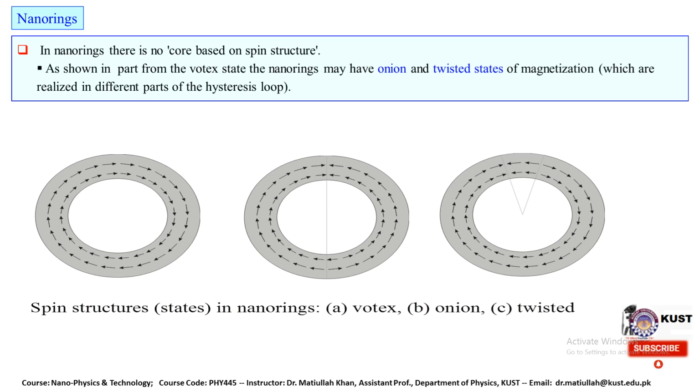So this was something about the magnetic properties in nanomaterials and nanoparticles. This was actually regarding the magnetic properties of materials.